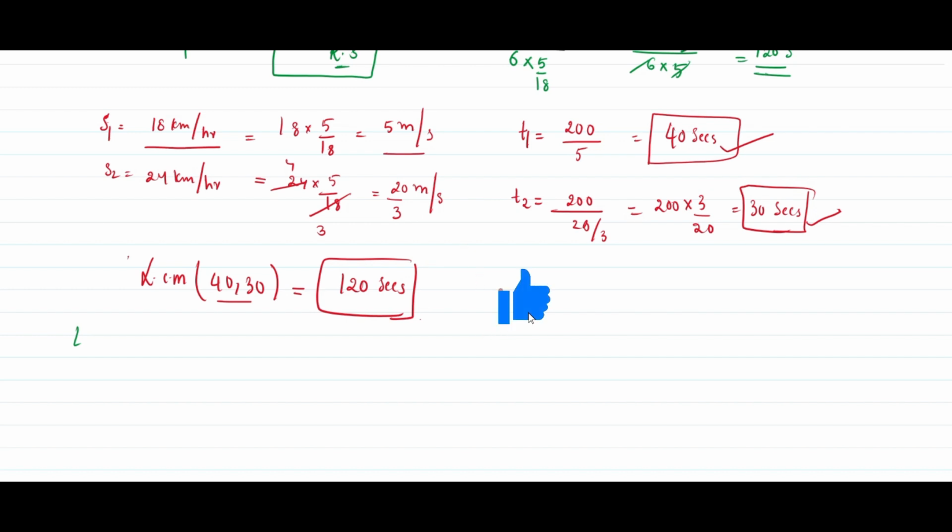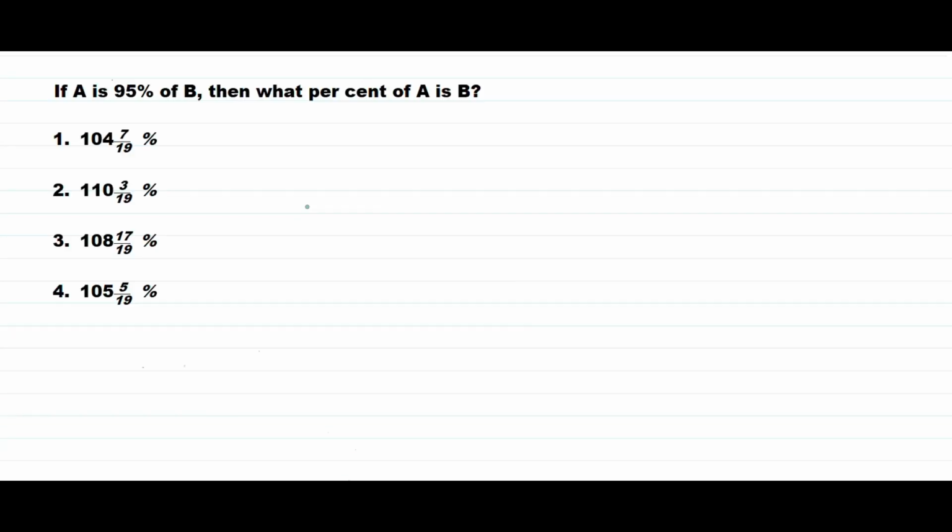Okay, let's see our next question. See guys, this question might look simple, but in examinations there is a possibility that we can make a mistake. See what they have given here. A is 95% of B. So we can write it as A is equal to 95 by 100 into B, right? So A by B is equal to 95 by 100, which means A is 95 parts and B is 100 parts.